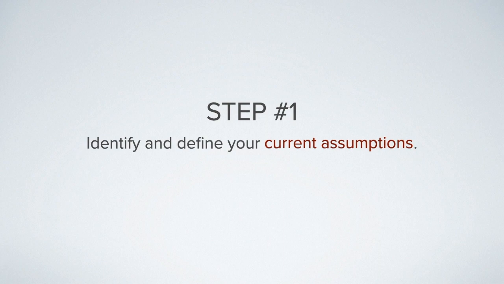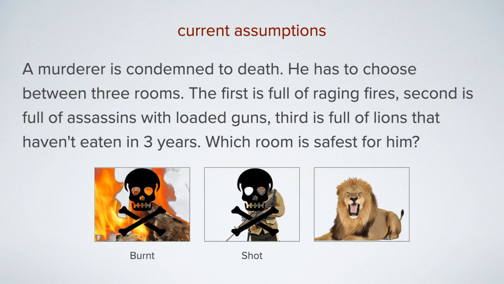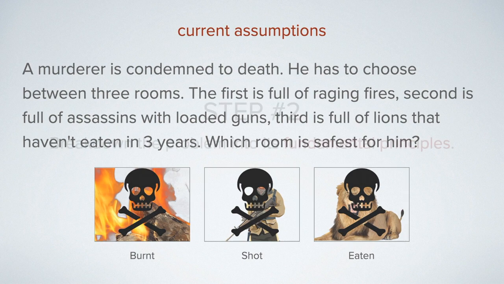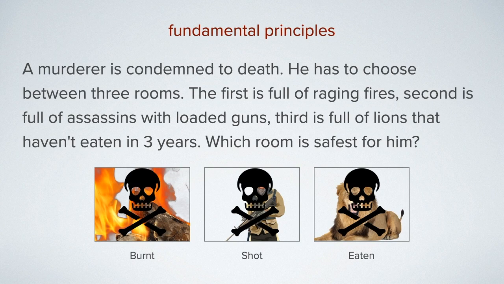Number 1, current assumptions. Current assumption is we have 3 rooms: fire, assassins with loaded guns, and lions. So for room 1, we assume that the person will get burned, so probably it's not safe. He will die. And the second one, he will get shot, so probably he would be killed in there. And last one, he will be eaten by the lions in the third room. So those are our current assumptions. Next, step number 2, let's define the fundamental principles by questioning our assumptions.